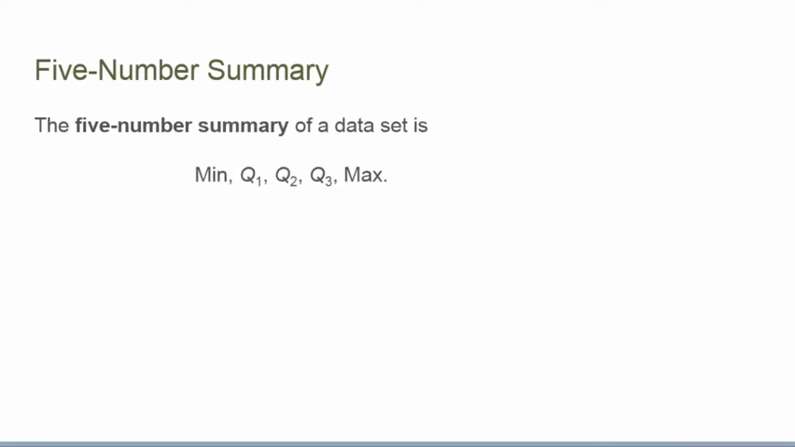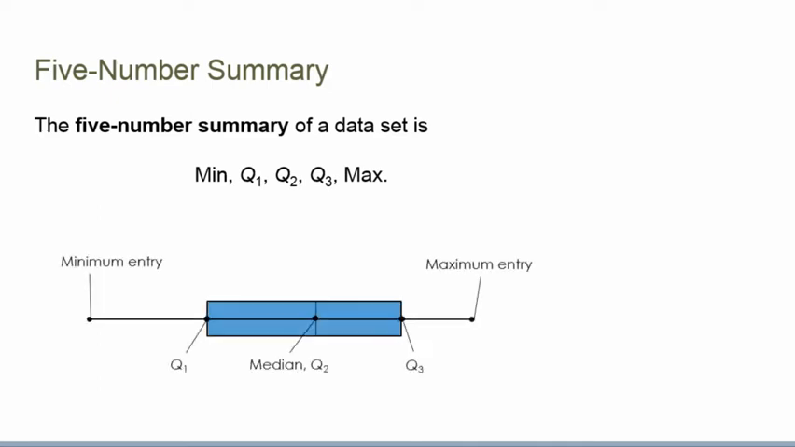5-number summary. The 5-number summary of a data set is min, Q1, Q2, Q3, max. We will use our 5-number summary to create what's called a box and whiskers plot. We start with our minimum entry and end with our maximum entry. We draw a line connecting those dots. Then we plot Q1, Q2, and Q3. We draw a box around those data points, and our IQR, interquartile range, are the data points within the box, and that's going to be the middle 50% of our data.